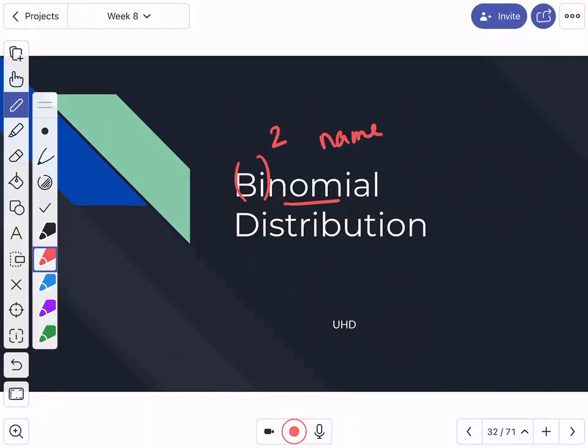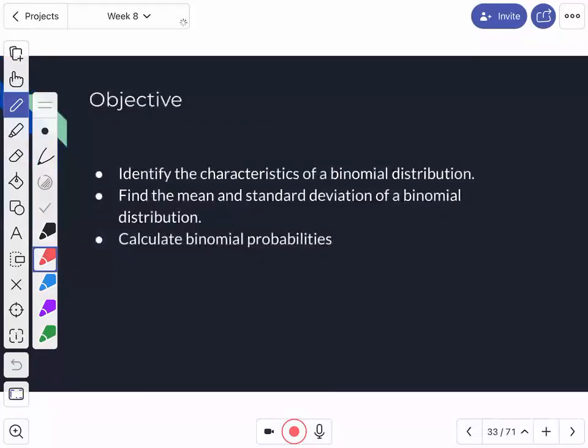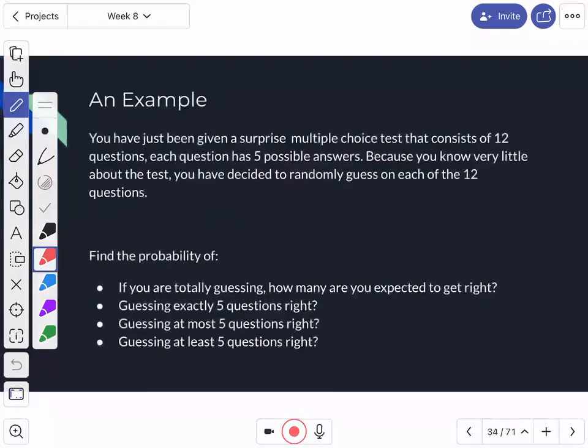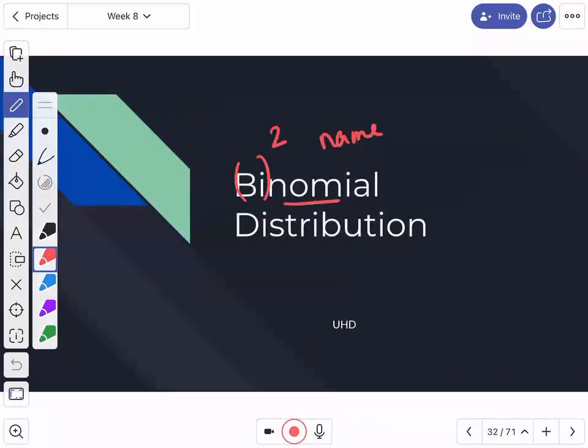All right. So again, binomial means two-name distribution. And this is a discrete distribution. The objective is to identify the characteristics of a binomial, find the mean and standard deviation, and then calculate binomial probabilities. So this particular distribution is what we call a discrete distribution. Discrete meaning what again? Numerical. Whole number. So everything in this distribution has to take on a whole number. Every probability is associated with a whole number.